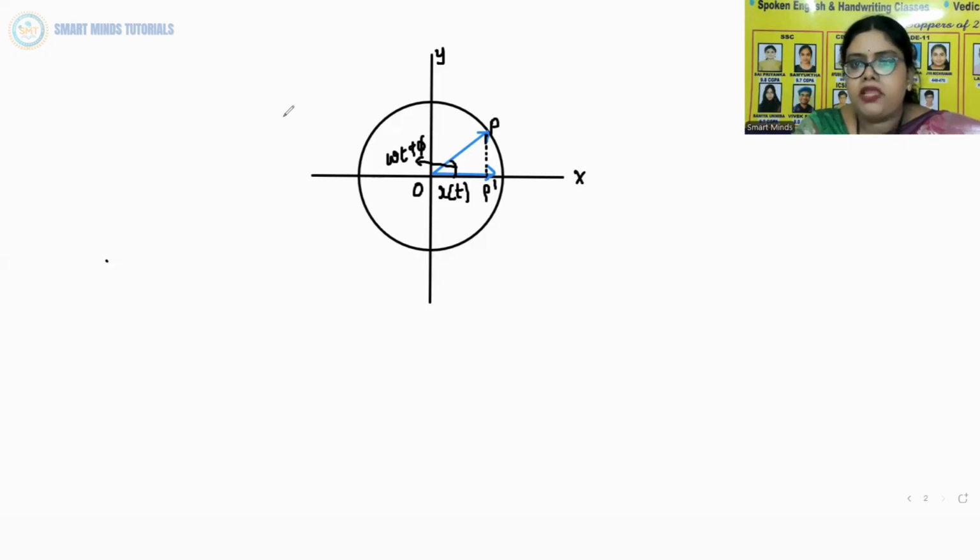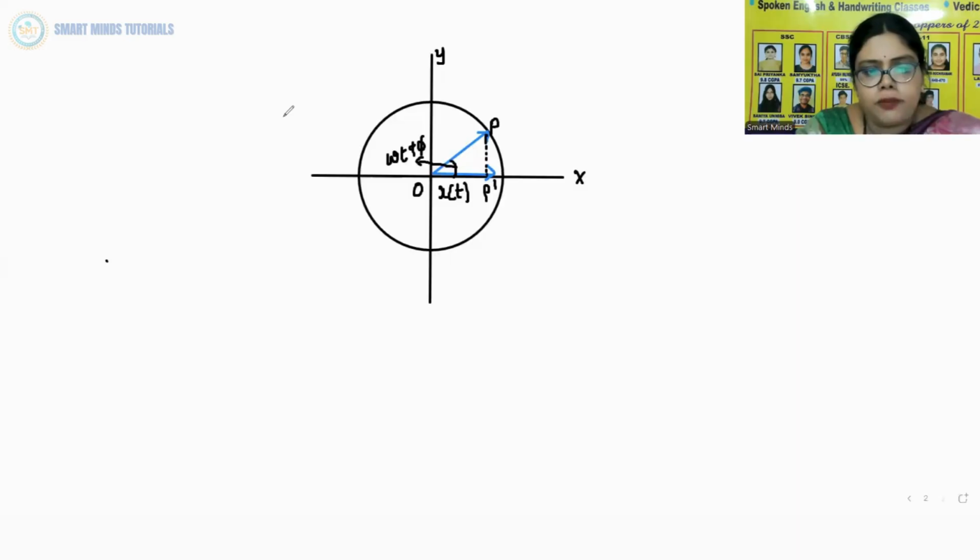Suppose a particle P is moving uniformly on a circle of radius A with angular speed omega. The sense of rotation is anti-clockwise and the initial position vector of the particle, that is the vector OP at t equals 0, makes an angle of phi with the positive direction of the x-axis. In time t, it will cover a further angle omega t and its position vector will make an angle of omega t plus phi with the positive x-axis.